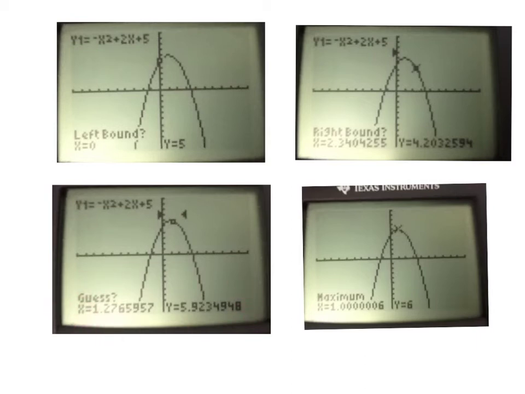As soon as I press enter, your calculator will give you the maximum value. Now, the maximum values might change slightly, like here I got 1.0000006. If I chose something a little bit different, I might get 0.99999. And even though those look different, we really know that the maximum value is just 1. So our answer here would just be 1 as our maximum value.